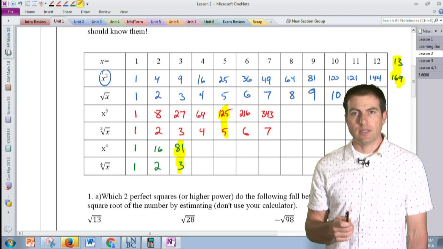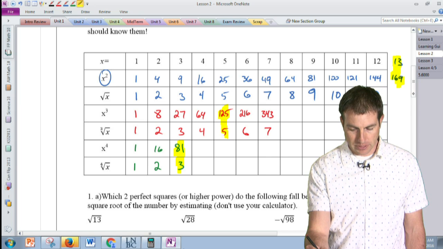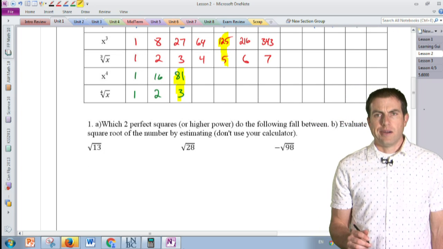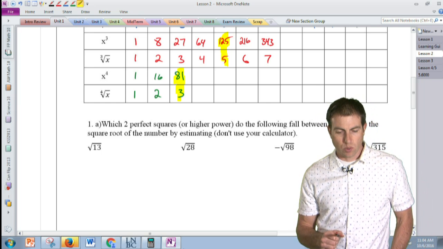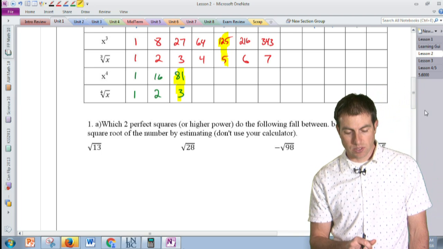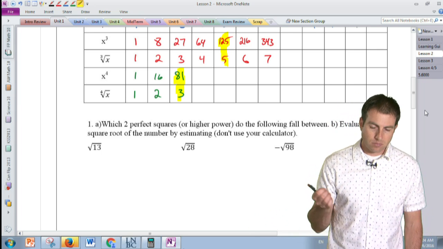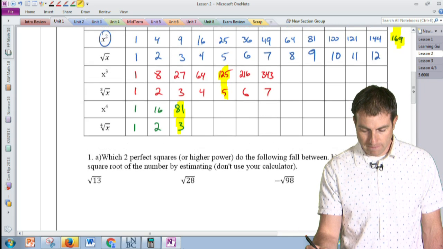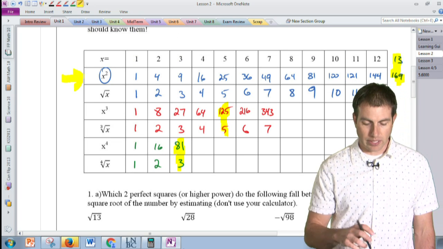So let's look at, I guess, kind of estimating square roots. If we scroll down a little bit. All right, so for the first part here, which 2 perfect squares or higher power, some of them have more than square root, what 2 perfect squares does the number fall between? So the square root of 13 isn't a perfect square, but it falls between 2 different perfect squares. So when I'm talking about perfect squares, I'm talking about these guys here, the second row.